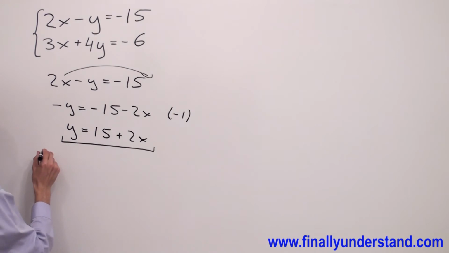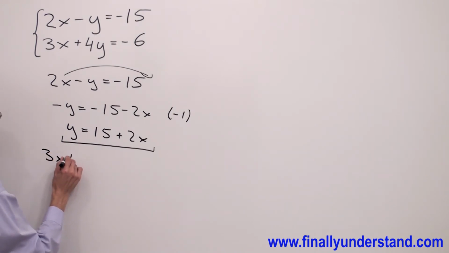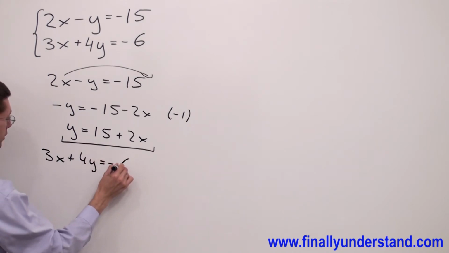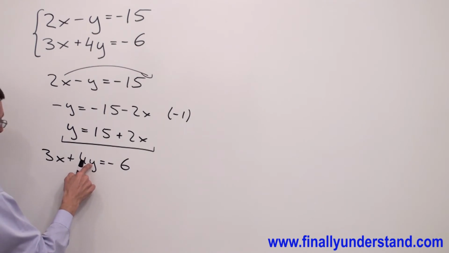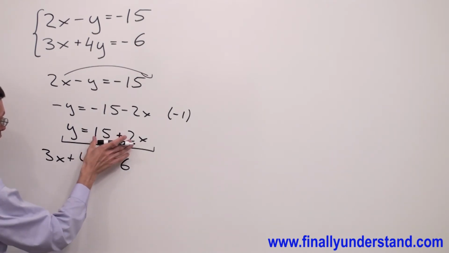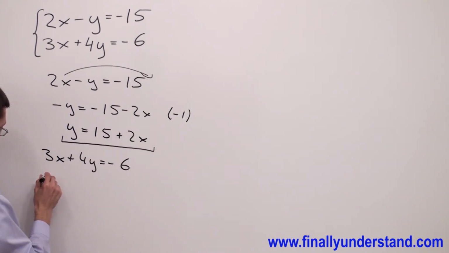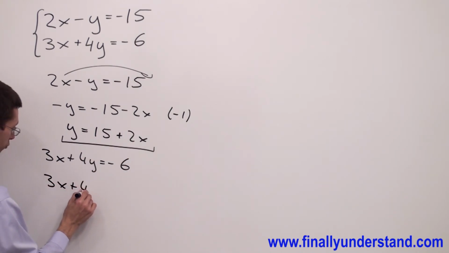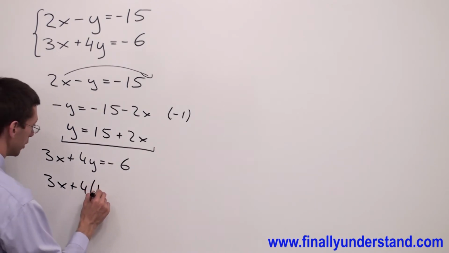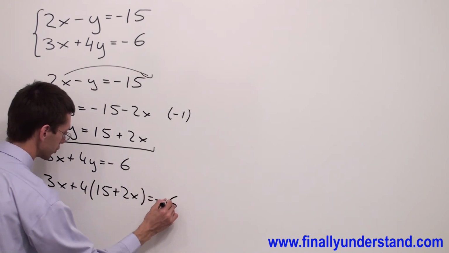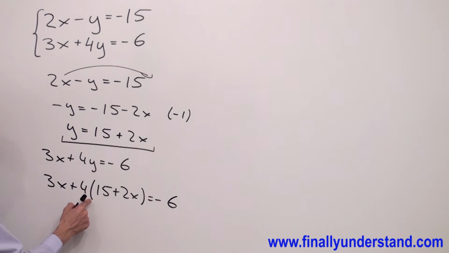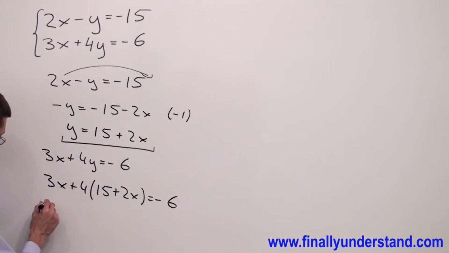Copy down the second equation. We have 3x plus 4y is equal to -6. Now we're supposed to substitute this y by 15 plus 2x. So we have 3x plus 4, and inside of the parentheses I'm going to have 15 plus 2x equals -6. We have to eliminate parentheses by distributing 4 into the parentheses. We have to multiply 4 by every single term inside of the parentheses, and we're going to have 3x.